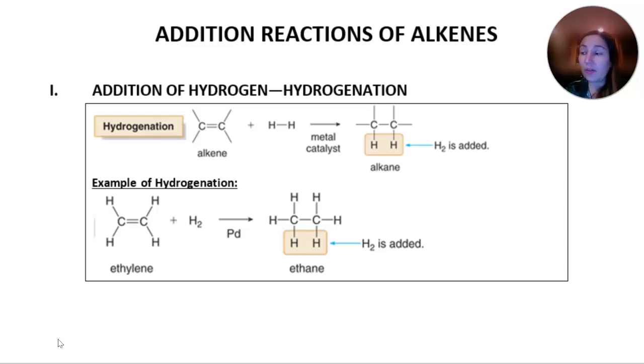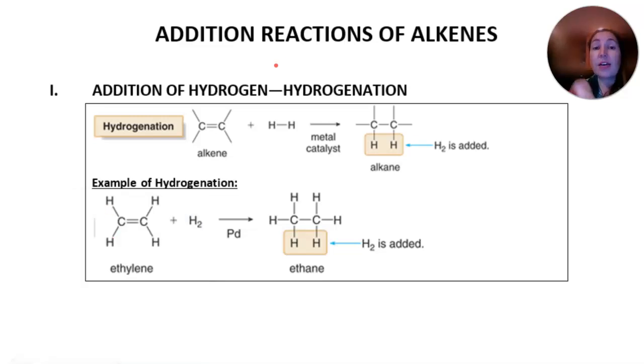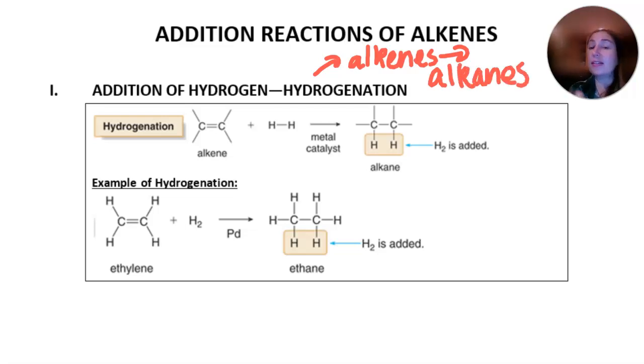The addition of hydrogen, or hydrogenation, is really used to convert alkenes to alkanes. So, let's just put it up here. This is how alkenes get converted into alkanes. This is how double bonds go to single bonds.